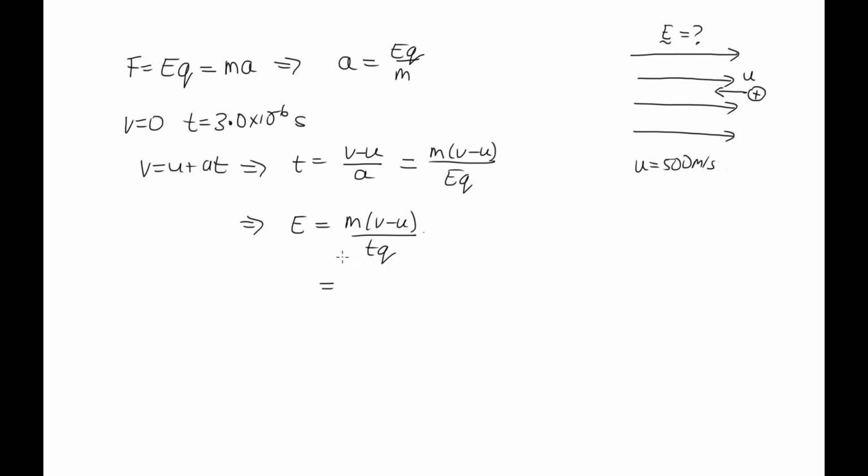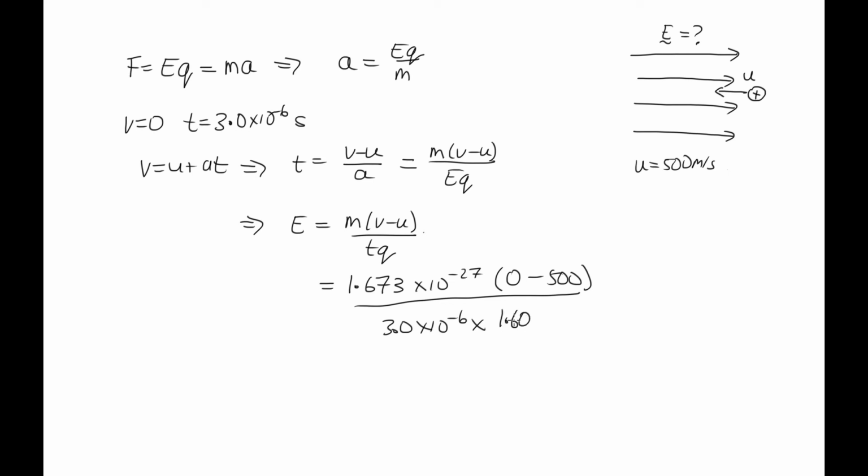just substitute everything in. So in this question, we were told that it was a proton. So from our data sheet, we know that the mass of a proton is 1.673 times 10 to the minus 27. v is 0. The initial speed is 500. And then we're dividing by t, which is 3.0 times 10 to the minus 6. And Q, the charge on the proton is the same as the charge on an electron, 1.602 times 10 to the minus 19.